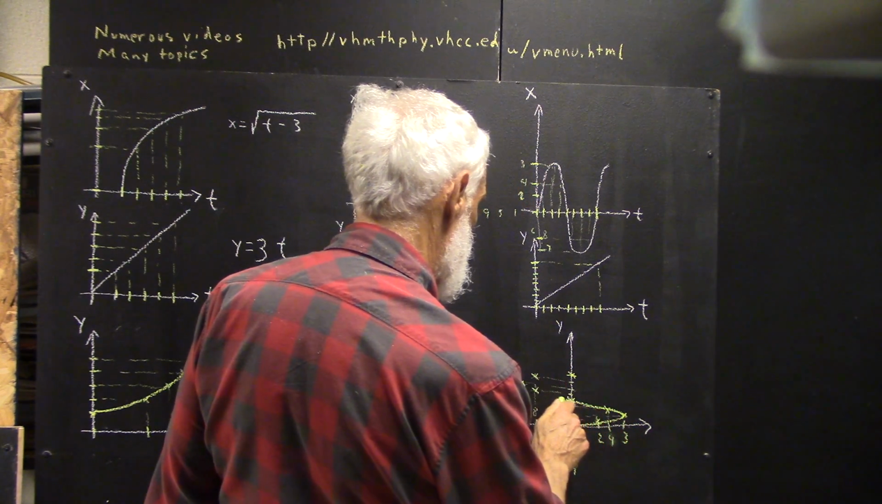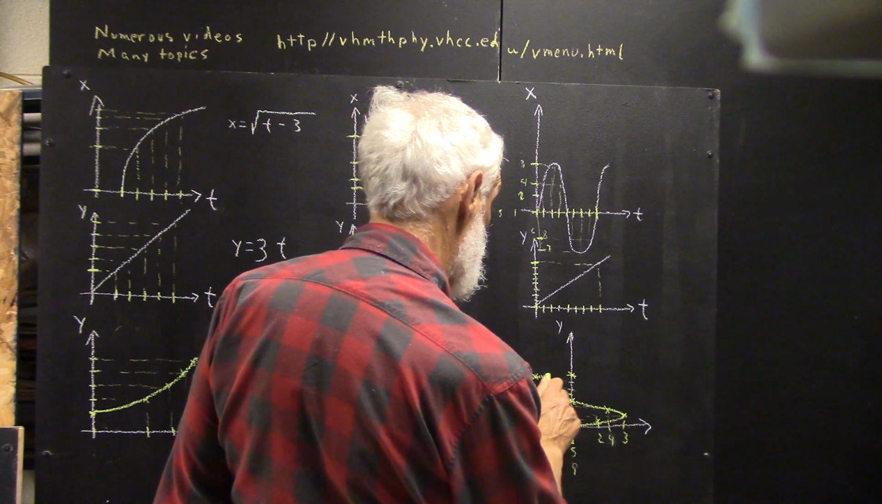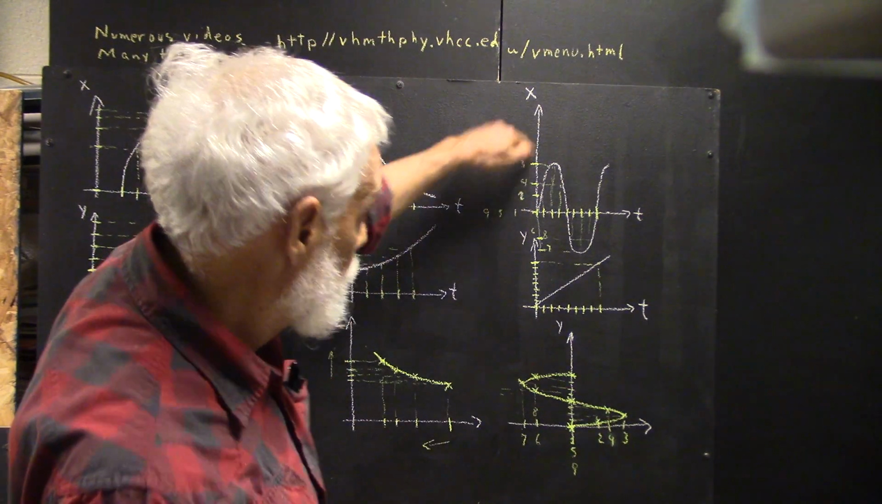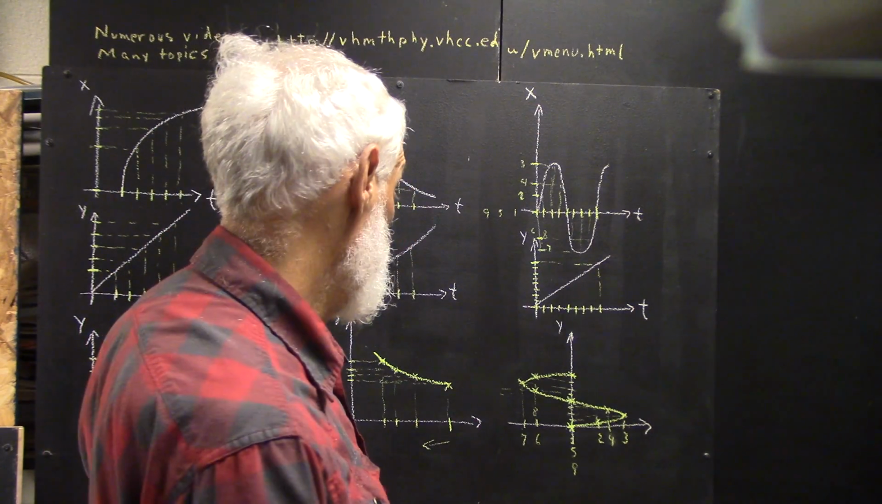And now, connecting the points in the order that we constructed them, I get a curve on its side that's very similar to the curve I had going this way. Okay?